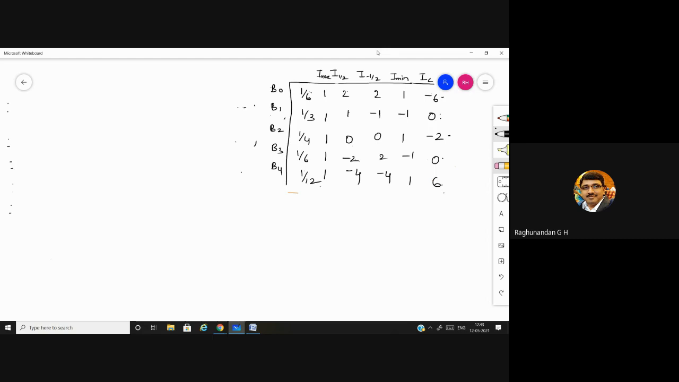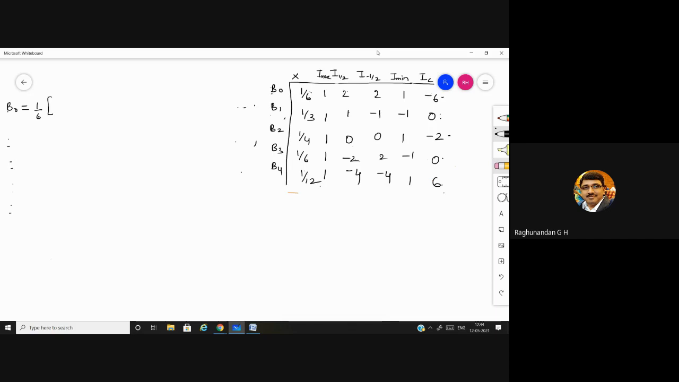Now looking on to this, write the first equation, B naught. So whatever we are having 1 by 6, 1 by 3, 1 by 4, 1 by 6, 1 by 12, this is the multiplier. It is the main multiplier for the entire equation. So first write 1 by 6. Listen to this carefully, otherwise you'll not understand the relationship between this table and the equation. So 1 by 6 is going to multiply the entire equation.